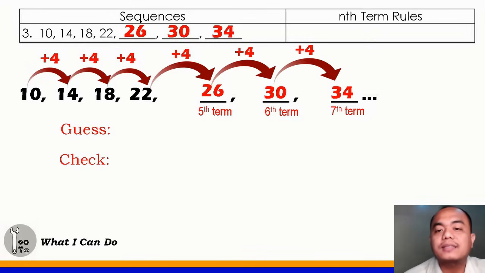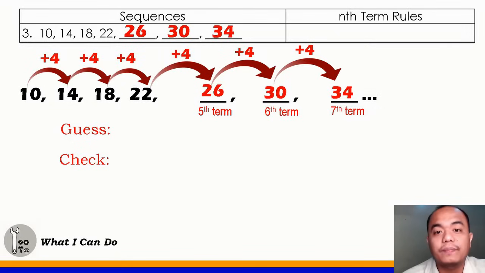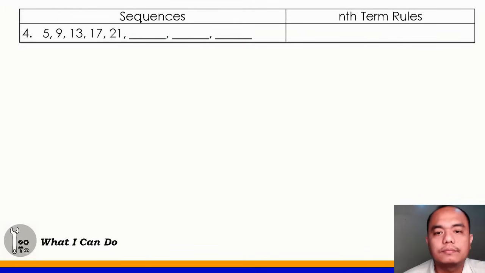Yes. Next, seventh term. Still, we will use 4n plus 6. So that's the correct solution for the seventh term, and that's 34. So obviously, our answer is correct. So we have 4n plus 6 as our nth term rule for the given sequence. This is the final answer for item 3 in what I can do part of your module.